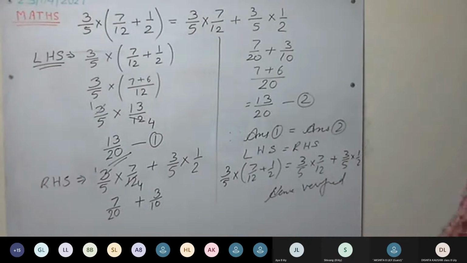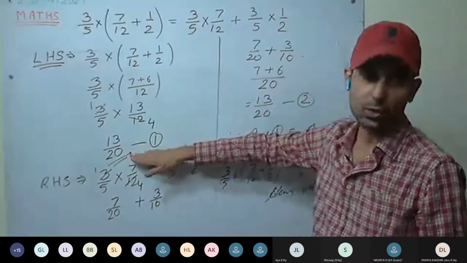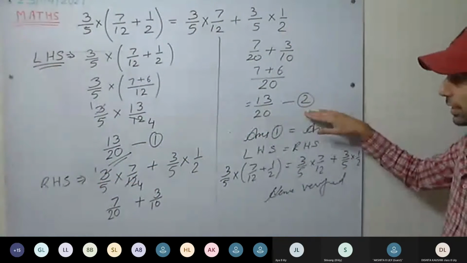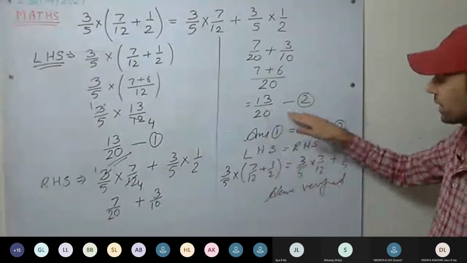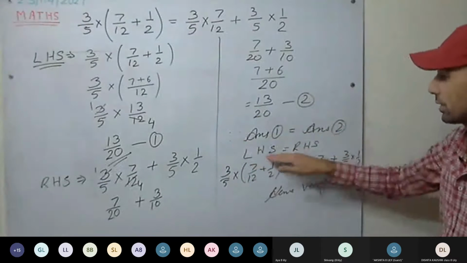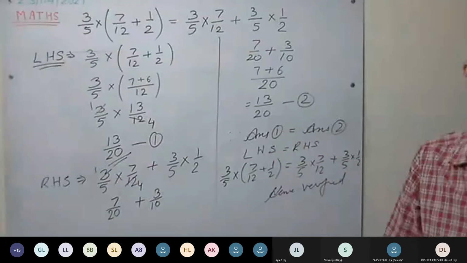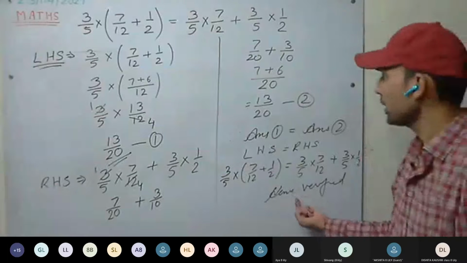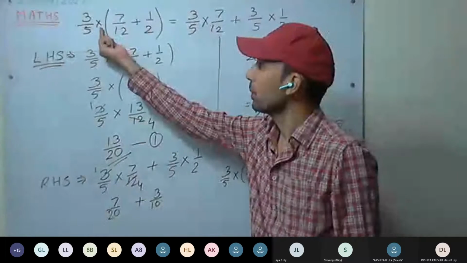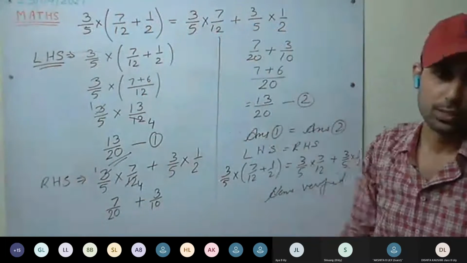Hence, verified. Everyone understood? So, we first solved the left hand side, we got answer first. Then we solved the right hand side, we got answer second. Now we compare the first and second answer. They are same since they are equal. Therefore, left hand side equal to right hand side, and hence verified. We have verified the distributive property over addition. We are distributing multiplication over addition.